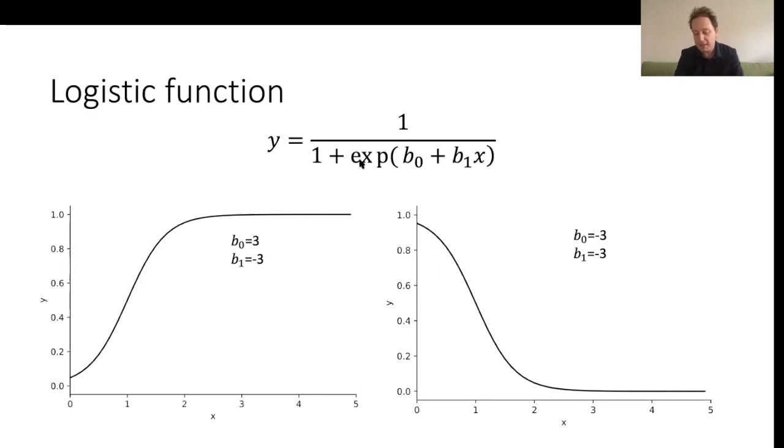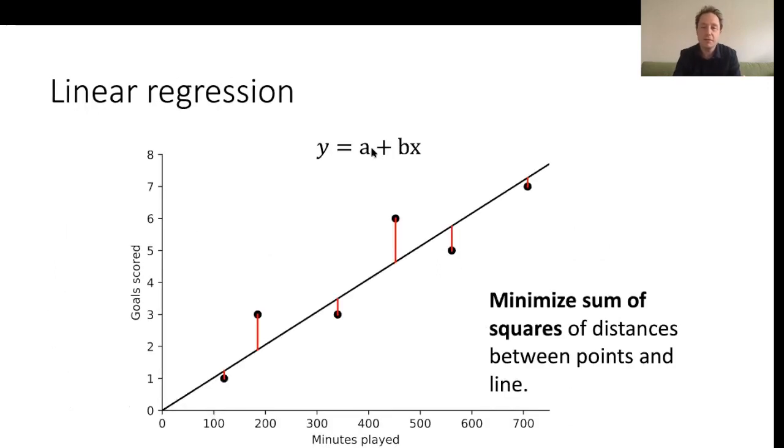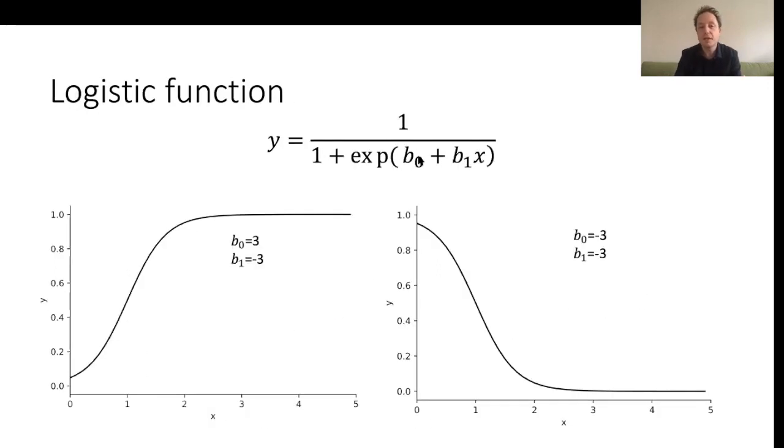But we're interested in the same thing. Here we were interested in estimating parameters A and B. Here we're interested in estimating parameters B0 and B1. And just to give you a starting feeling for this, this is what the curve looks like for different values. When B0 is equal to 3 and B1 is equal to -3, you get this increasing curve.